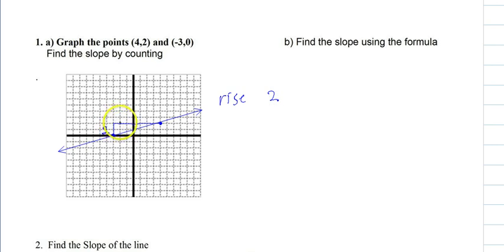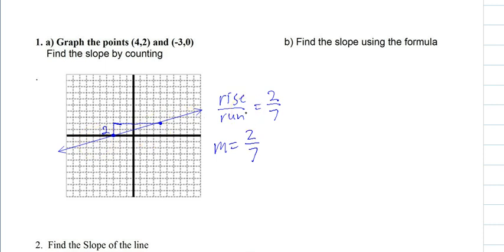And the running is 1, 2, 3. So you have to always make sure it's a full distance. 1, 2, 3, 4, 5, 6, 7. And that means we have a run of 7. That's our slope. So our slope is 2/7. It's not 1 yet. It's a very low slope.